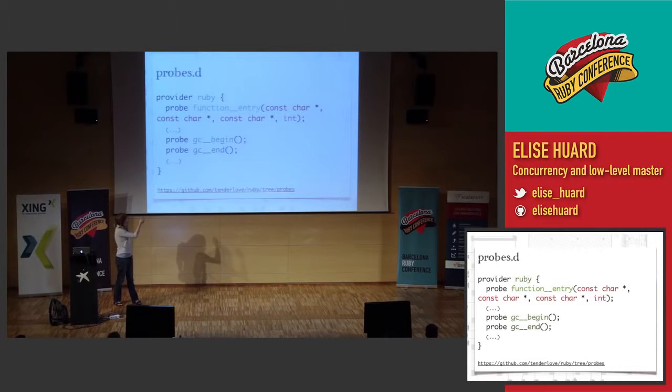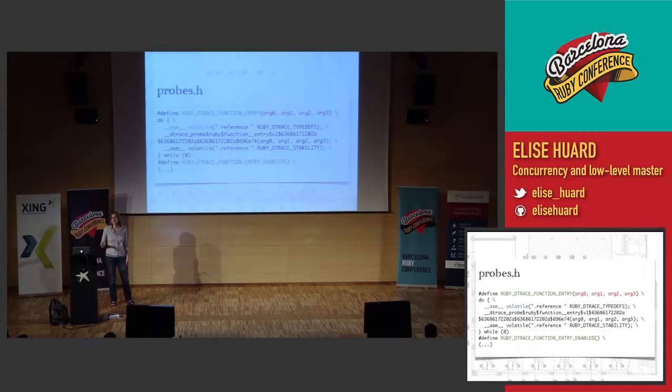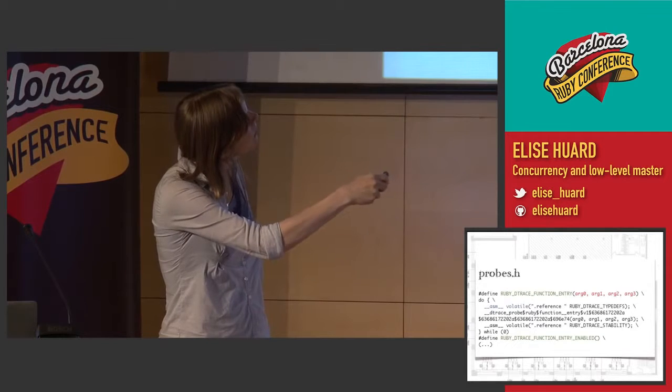So probes.d is where he defines those probes, and it's written in the D language. The D language is basically a scripting language for dtrace. As you see, it's fairly readable. It's a kind of DSL, really. You run that through dtrace, and you get an include file for C, which looks very complicated, as you can see. But you can find your probe again.